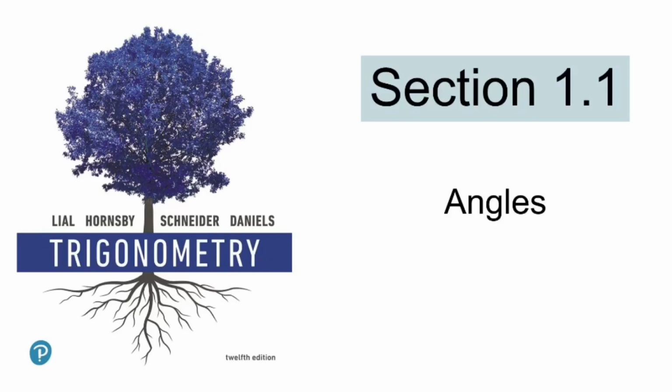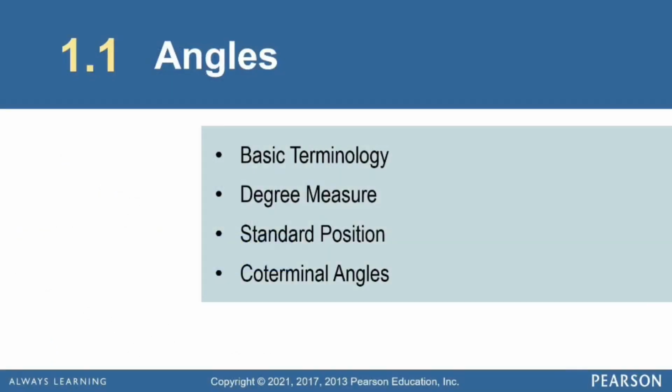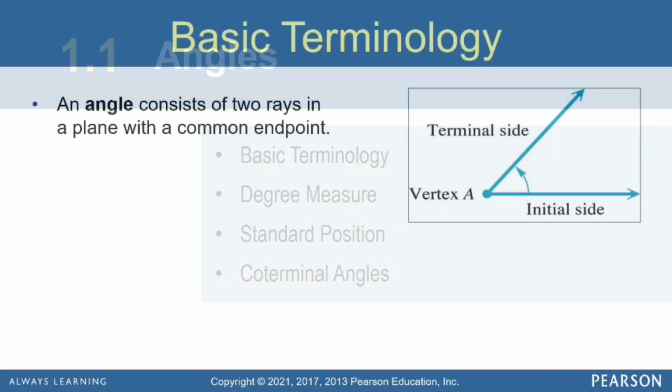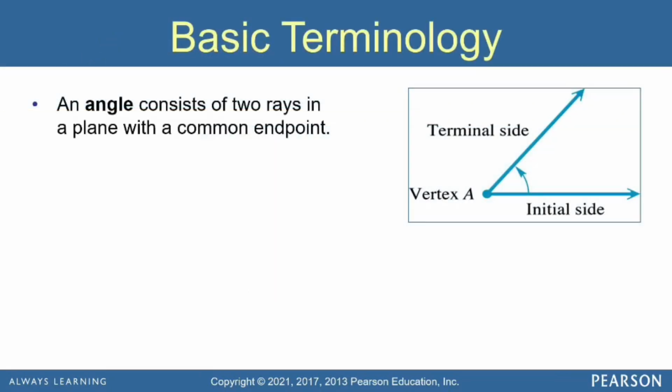Today we're starting off in section 1.1, which is all about angles. And in this section we'll pick up some basic terminology, we'll talk about degree measures, we'll talk about standard position, and also coterminal angles. So here we go. Let's start with a little basic terminology.